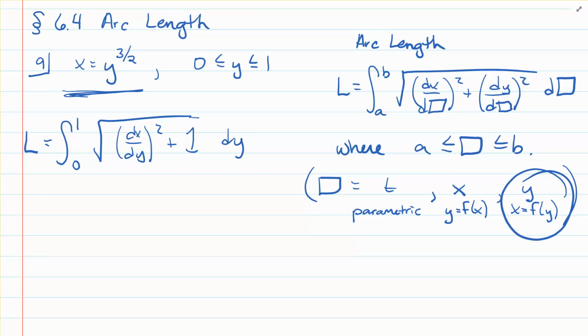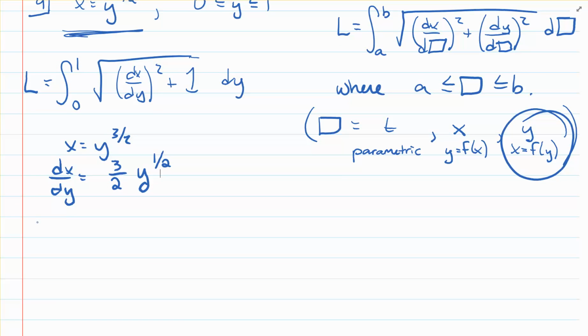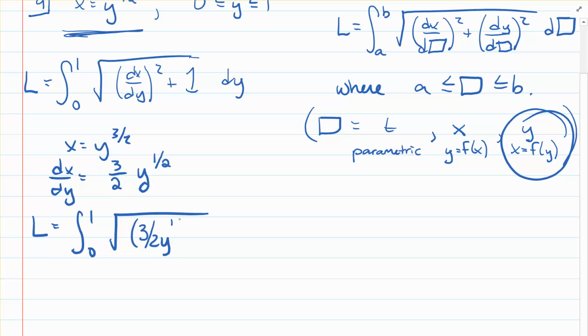Okay, so I need to find the derivative of x with respect to y, and that's just our plain old derivative. It just looks a little different. If x is y to the 3/2 and I take the derivative, y is treated as the variable of differentiation, so I bring down the 3/2 power, write my y, and the new power is 3/2 minus 1, which is 1/2. This is my derivative, and I plug this into the arc length formula. 0 to 1 of the square root of (3/2 y to the 1/2) squared plus 1.